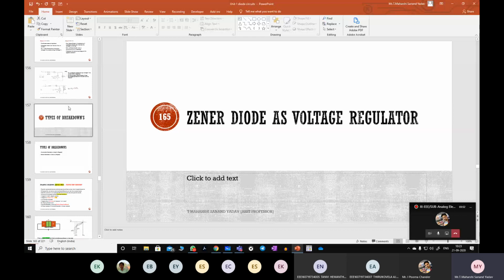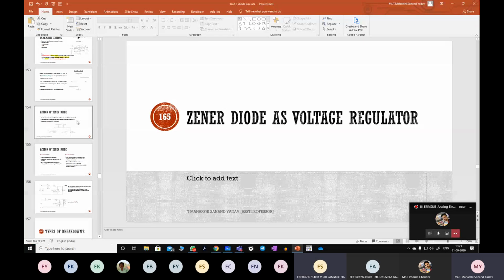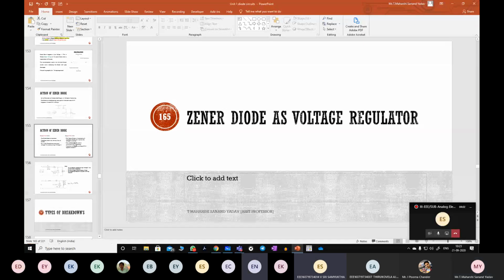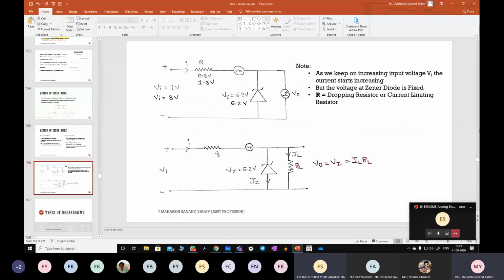So, can you tell me what you have discussed in the last lecture? Zener diode. Okay, what is the use of a Zener diode? It is used for voltage regulation. Okay, can you explain its working by seeing the slide, just as a revision? Yes, in this example, we have considered VZ as 6.2. What will happen if I apply voltage beyond that? The extra voltage will get accumulated across the current limiting resistor.